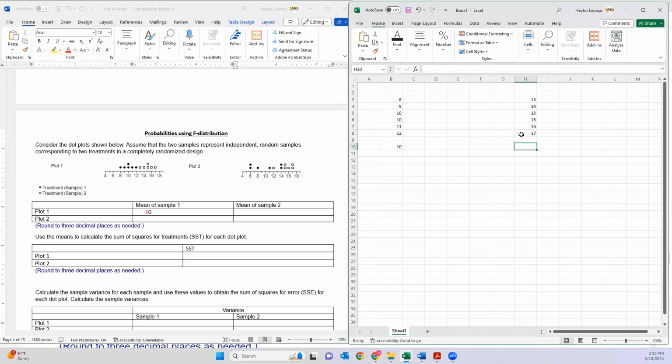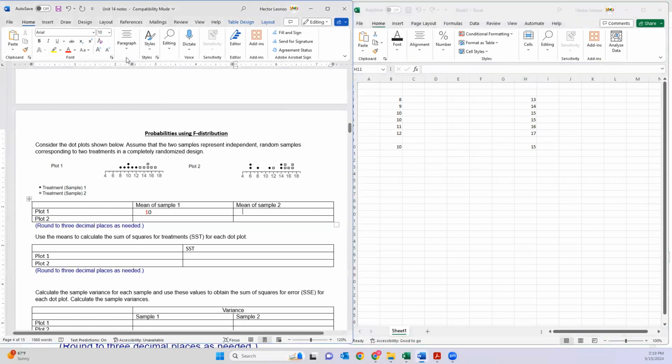I'm going to come down here. Then I'm going to do the average of that. So remember, I'm going to press equal. I open parentheses, and I'm going to add them all. So 13 plus 14 plus 15 plus 15 plus 16 plus 17. I close my parentheses. To finish adding, I divide this by 6 because there's 6 of them. And it tells me my average, the mean of sample 2 is 15. Okay. So I'm going to write 15.